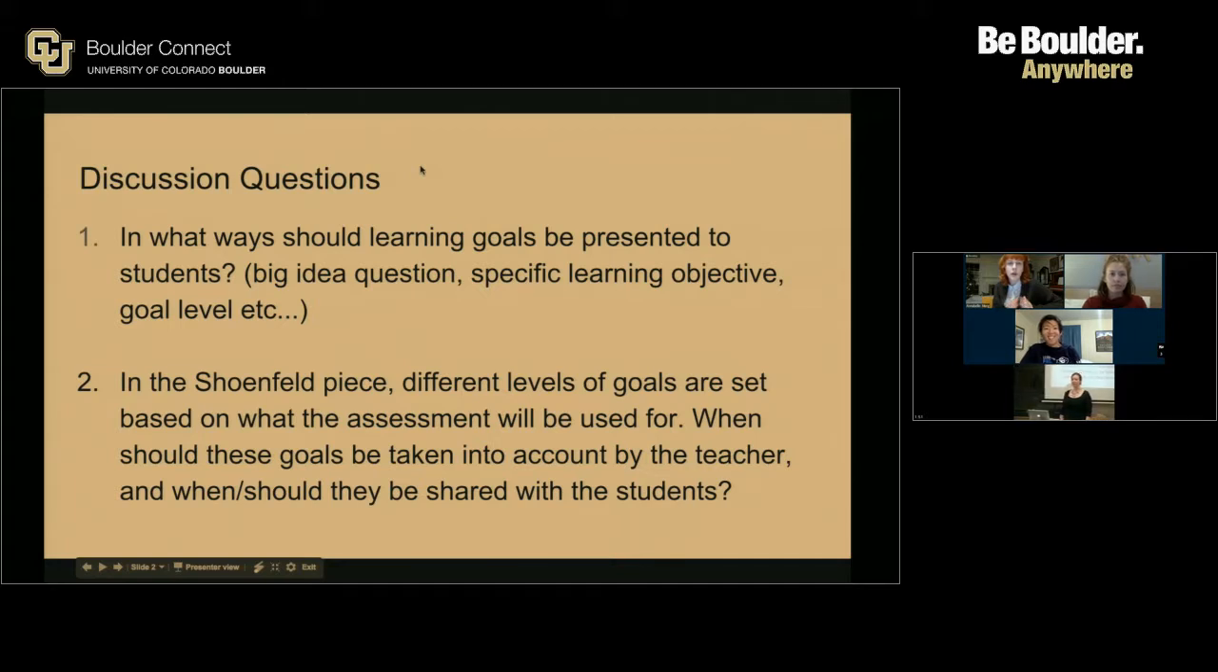All right. So I could tell that this one got the blood pumping a little bit. The gals at the back table were wondering, well, what do you mean by goals taken into account by the teacher? And in the show and field piece, they talk a lot about policymakers and parents and whether those goals should be taken into account as well. Back table, you guys want to kick us off?